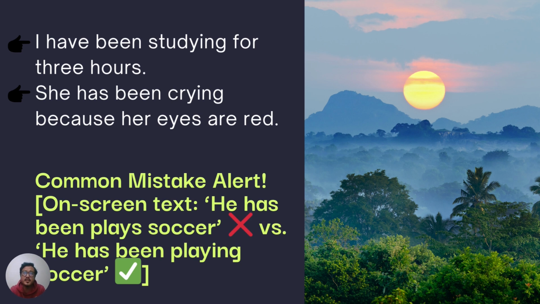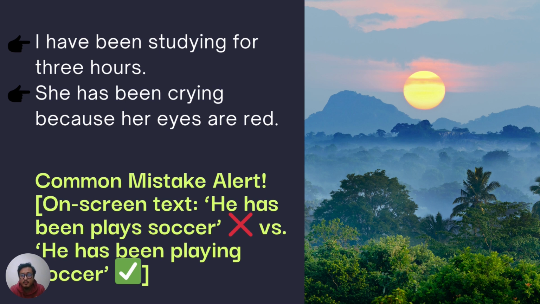The present perfect continuous tense describes actions that started in the past and are still ongoing. For example, I have been studying for 3 hours. It also describes actions that recently stopped, with visible effects or relevance in the present. For example, she has been crying because her eyes are red. A common mistake to avoid, instead of saying he has been plays football, you say he has been playing football for 3 years.